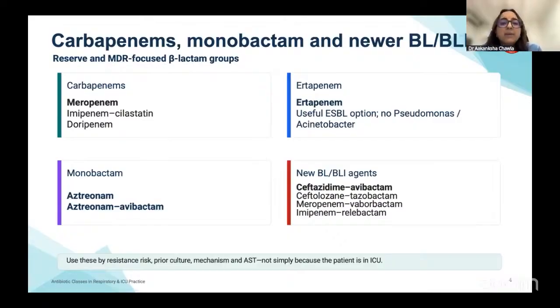Then the carbapenems, monobactams, and newer BLIs. Amongst the carbapenems, we commonly use meropenem, doripenem. Now, ertapenem is useful for your ESBL, but remember it does not have activity against Pseudomonas and Acinetobacter. Then amongst the monobactams, we have aztreonam. And in the newer beta-lactam inhibitor agents, we have ceftazidime-avibactam, ceftolozane-tazobactam, aztreonam-avibactam, then meropenem-vaborbactam, and imipenem-relebactam, which are not available in our country.